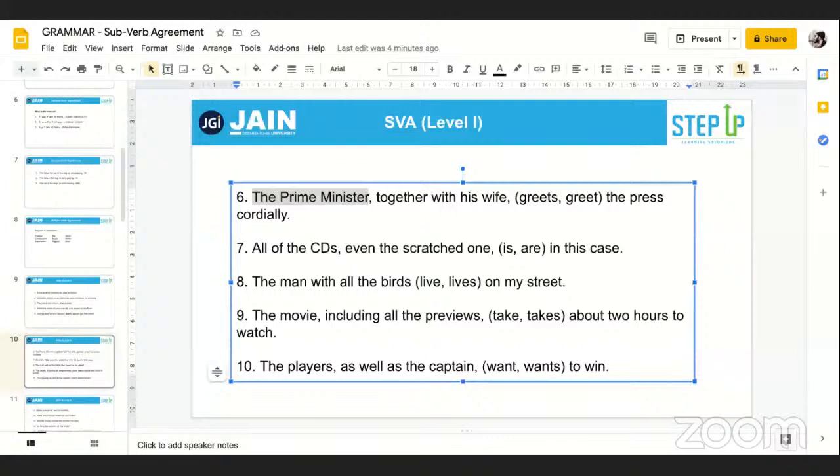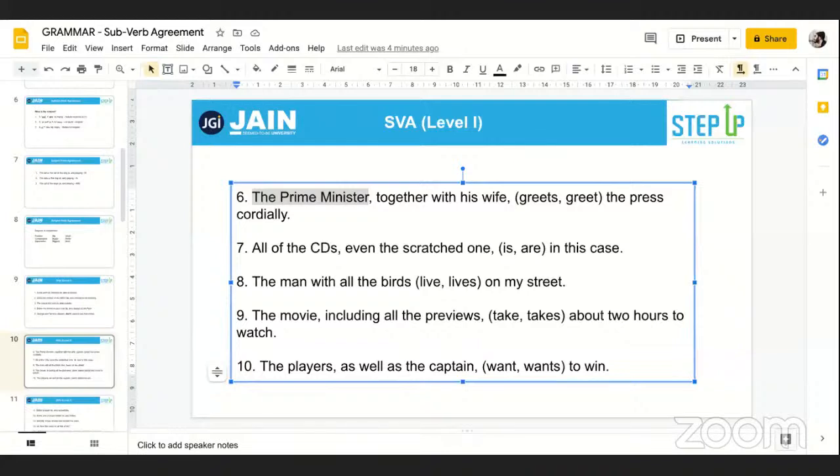Yes. "Together with his wife" is additional information. That's true. And I told you, remember, only with "and" can you combine A and B. Here, we only take A. We do not take B because there's no "and." So we don't combine. It's singular. So "Prime Minister greets." The answer will be "greets." Right, sir. Okay.